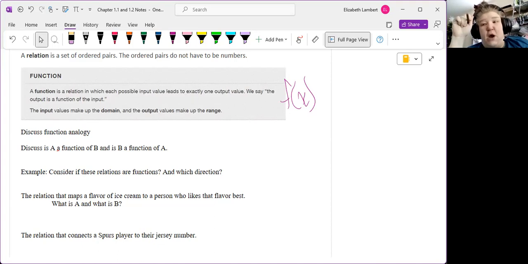Now it could be I come back tomorrow, I push kitty cat and I get a cappuccino. Okay, somebody messed with the machine while I was gone. That's fine. It's a new function, new thing.